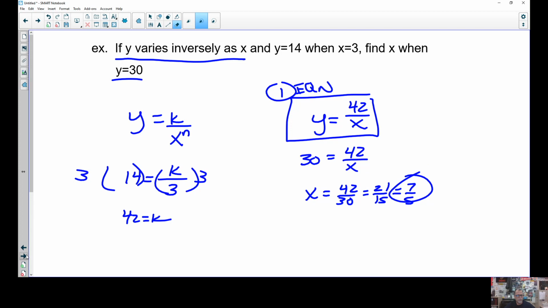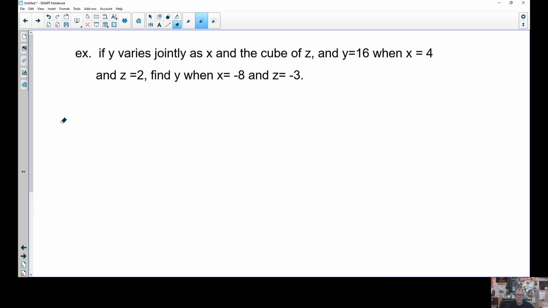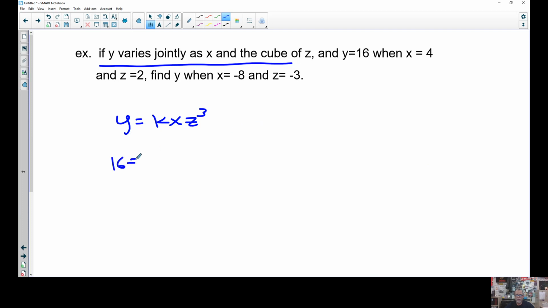All right, let's see what else we got. Let's do another example. If y varies jointly as x and the cube of z, and y is 16 when x is 4. So again, right off the bat, y varies jointly as x. So y equals kx and the cube of z, so z cubed. And y is 16 when x is 4. So now I can start plugging in. 16 equals k times x is 4 and z is 2.